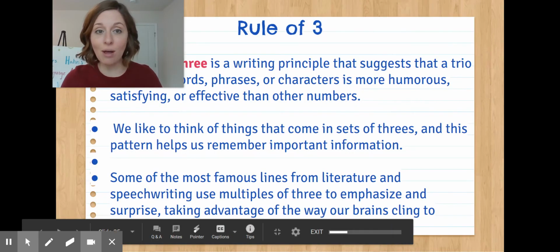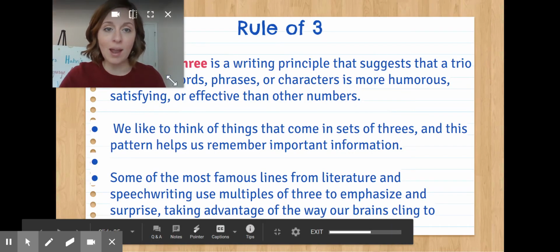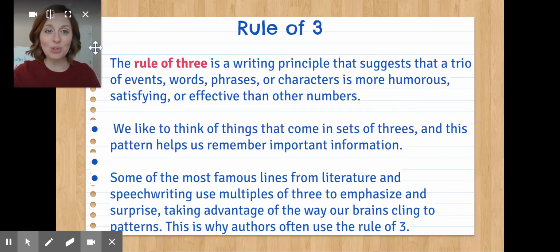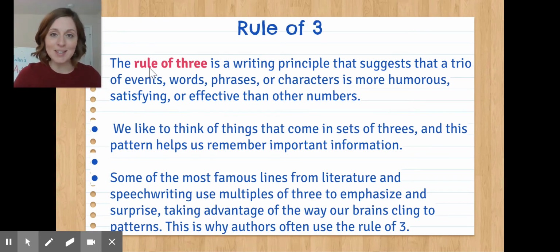So let me present my screen here to you. So the rule of three is a technique that authors use when they're writing, and I want to show you what it looks like, and then talk about why authors use the rule of three. So let's read through this slide together.